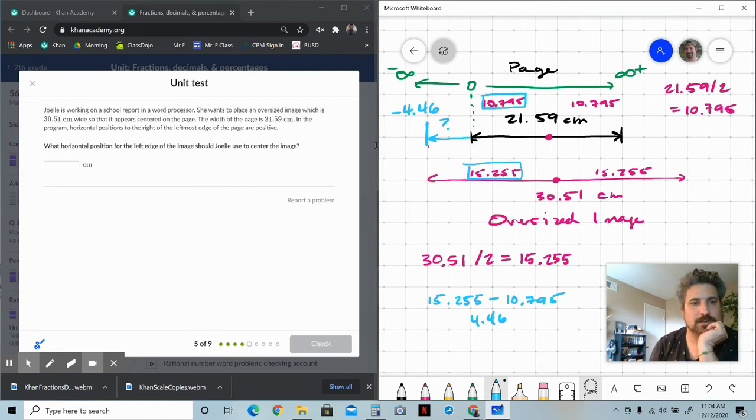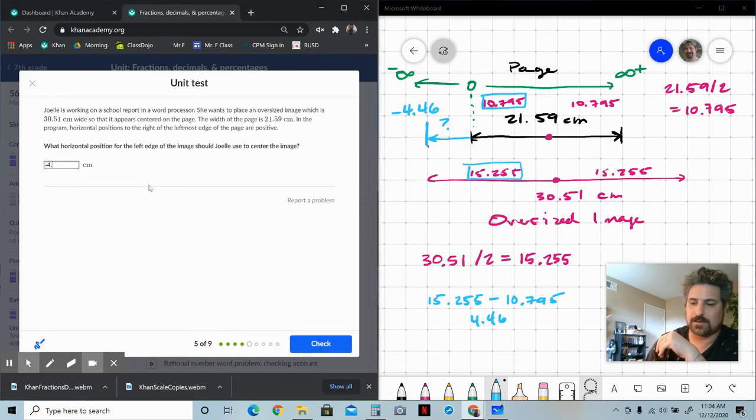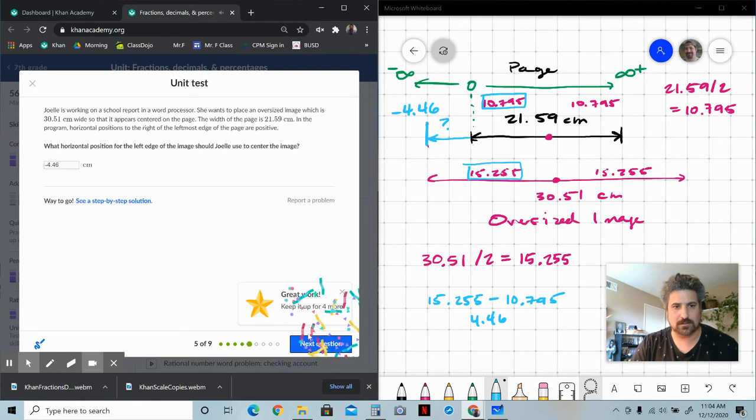So it says, what horizontal position of the left edge of the image should Joelle use to center her image? I would say if you put in negative 4.46, then it's going to be 4.46 overspill on the left and 4.46 overspilled on the right. So that's kind of what that problem is talking about. It's a weird problem, so if you got that one wrong, I wouldn't blame you.